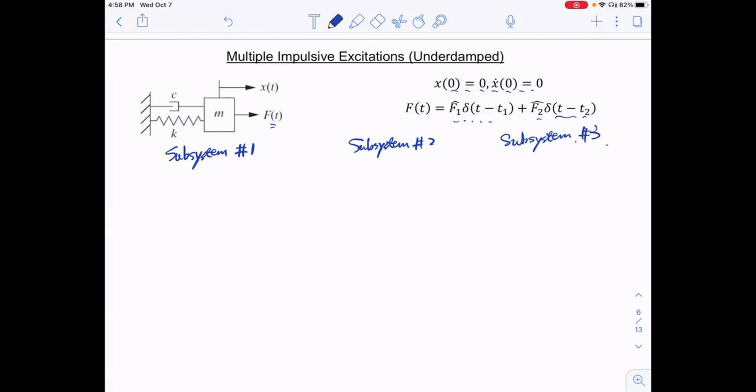So the first subsystem is always your homogeneous solution or homogeneous function, or initial condition, right? In this case, the solution of the first subsystem, because your system is initially at rest, shouldn't give you any response. And then if you look at the second system, that's your first impulse input.